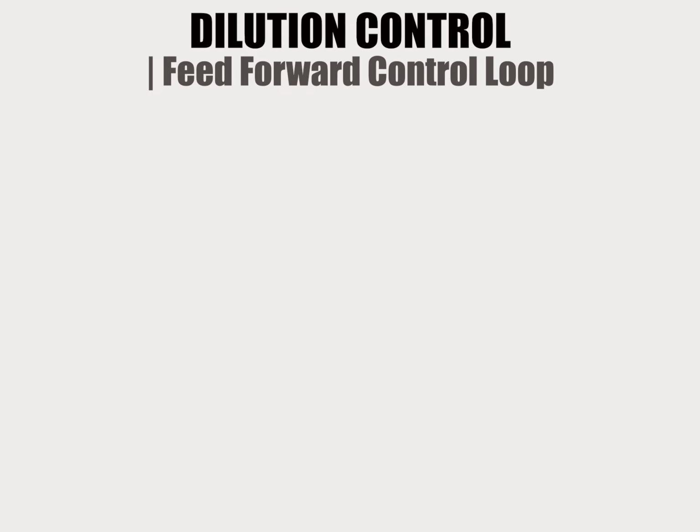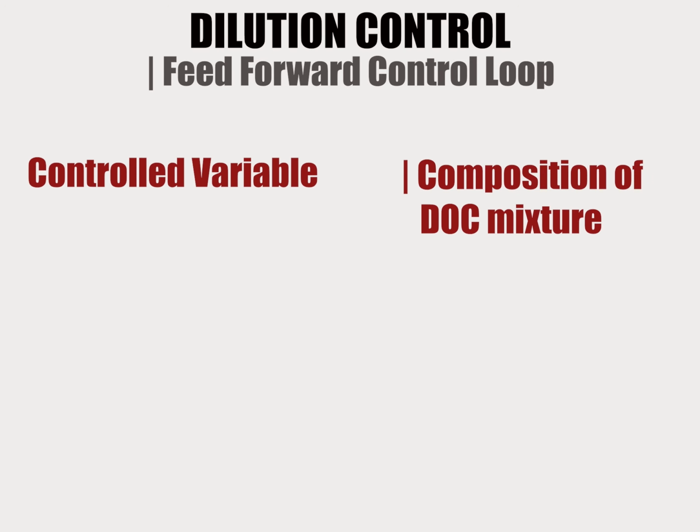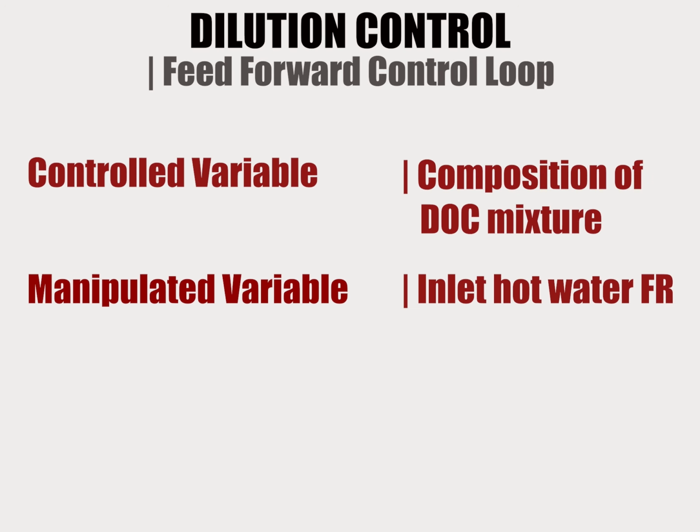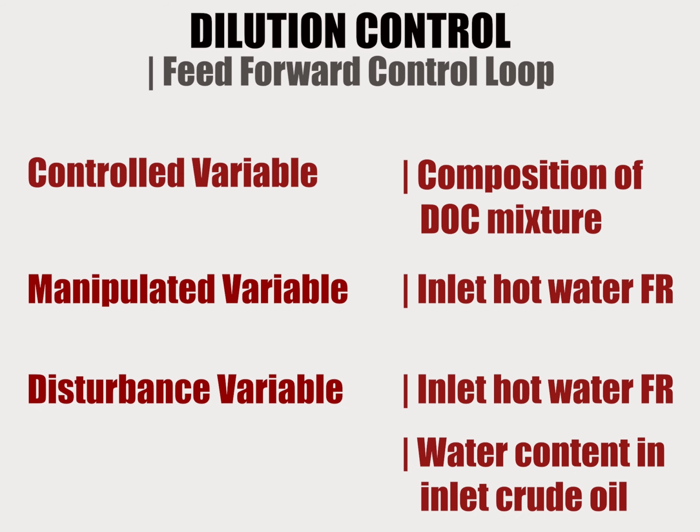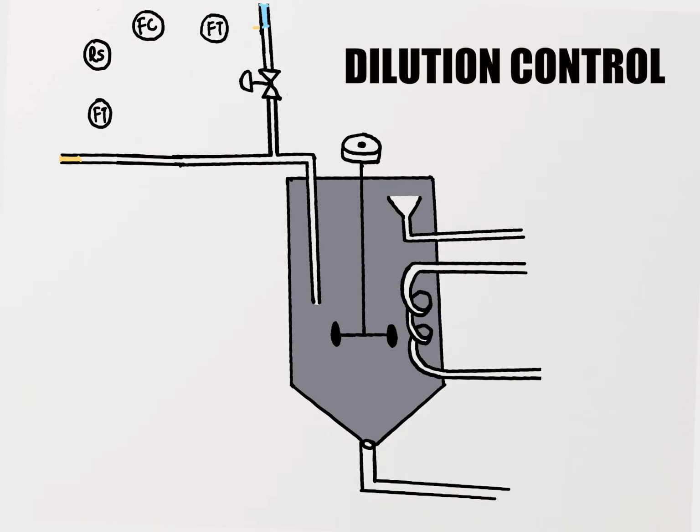The second process control is dilution control for DCO. The dilution control is done by a feed-forward control system. The composition of the DCO mixture will be controlled by altering the flow rate of inlet hot water. The disturbance variables in this system are the inlet flow rate of water and the composition of water in the inlet crude oil. The flow rate sensor measures the hot water flow rate and transmits the signal to the flow controller. Another flow rate sensor will measure the inlet flow rate of crude oil and transmit the signal to the ratio station.